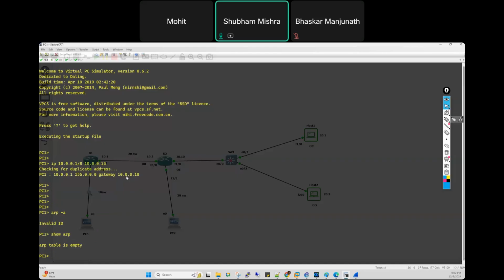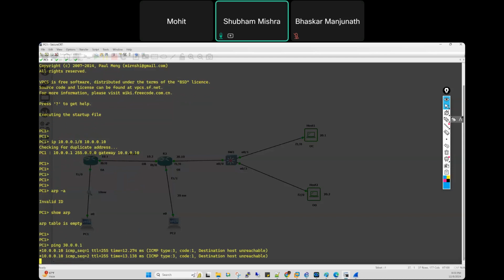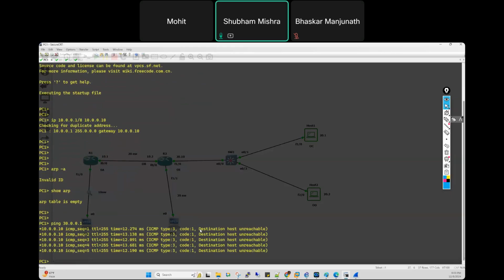Yes or no? Done? Everyone, tell me guys. Right? Yes, sir. Writing the command ping 30.0.0.1. I am pinging from PC1 to PC2. What are you getting? When I am pinging 30.0.0.1, I am getting destination host unreachable. Why?